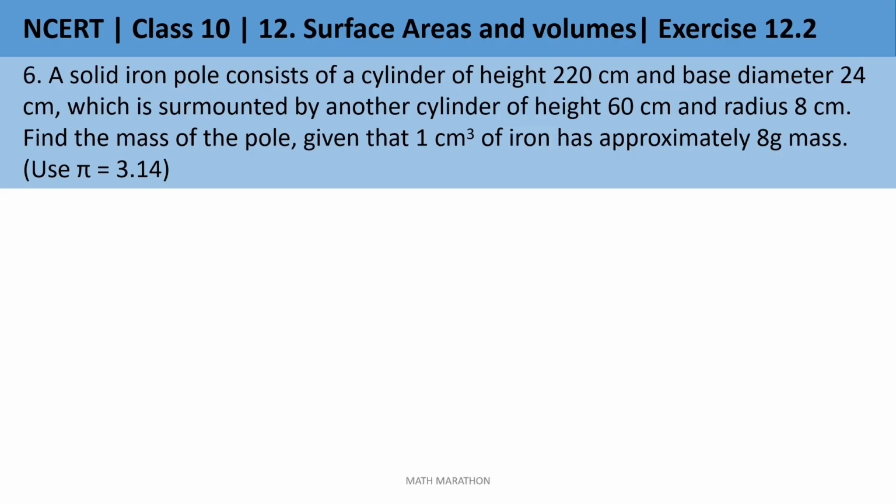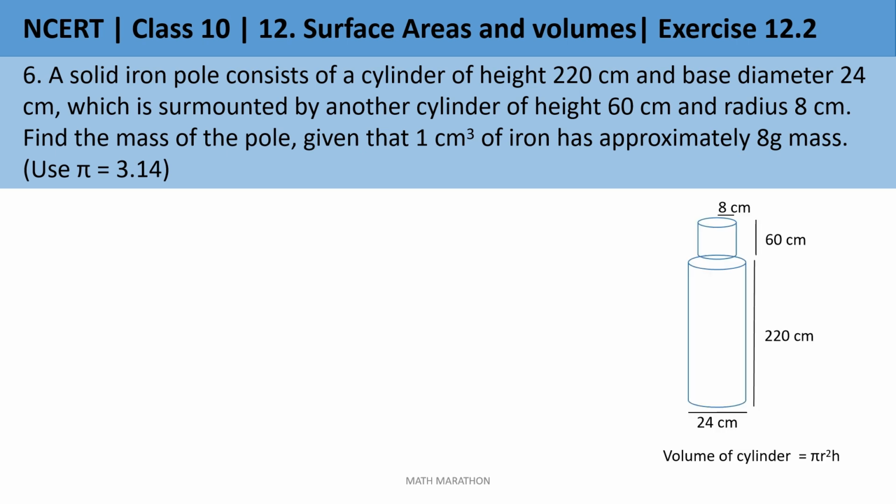A solid iron pole consists of a cylinder of height 220 cm and base diameter 24 cm, which is surmounted by another cylinder of height 60 cm and radius 8 cm. Find the mass of the pole, given that 1 centimeter cube of iron has approximately 8 gram mass. Use pi is equal to 3.14.